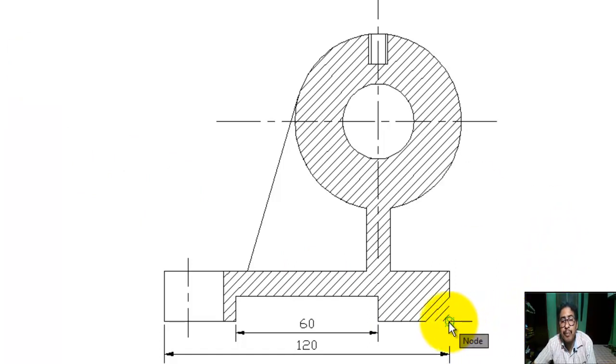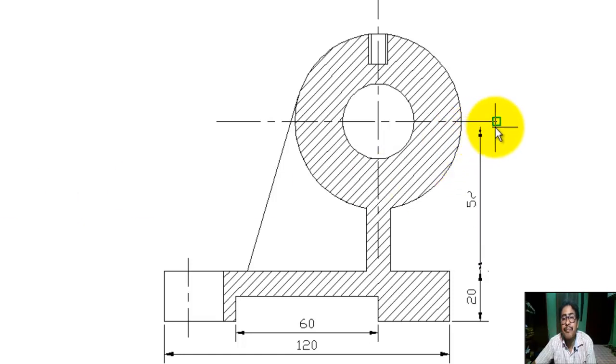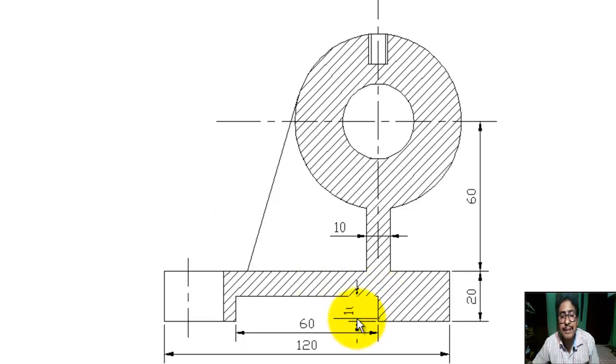Again click on linear dimension, specify first point, specify next point, click on continue dimension, specify second point. Okay, now click on linear dimension, specify first point, specify next point. Done. Again click on linear dimension, specify first point, specify next point, this is 10 millimeter.